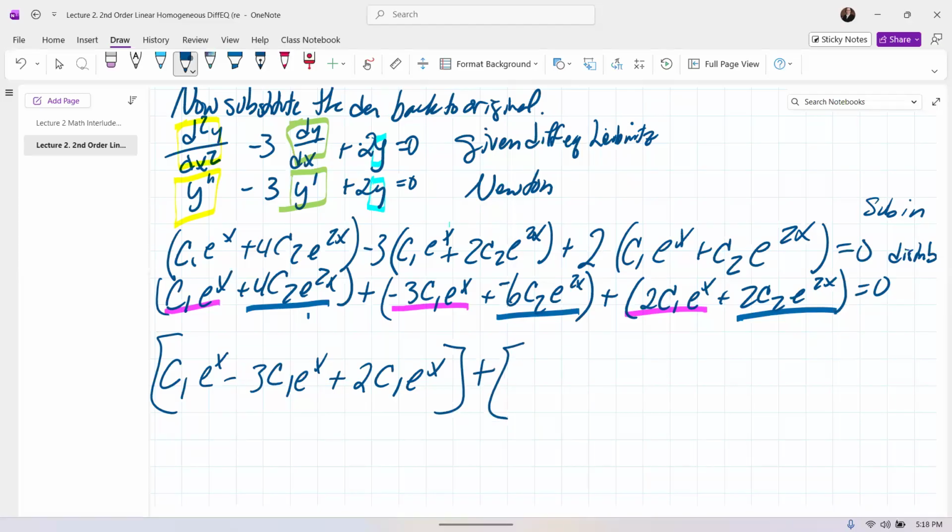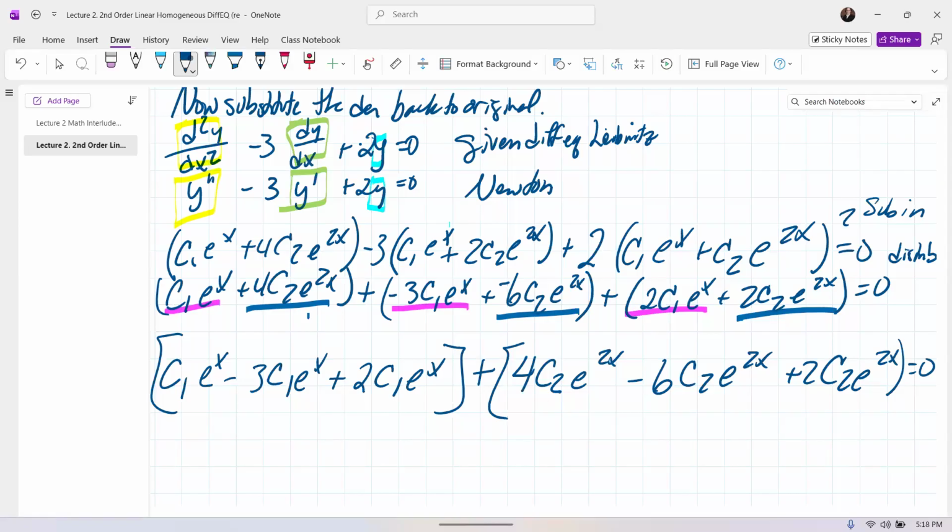And now we're going to group the C2s for C2 e to the 2x. I'm just using the parentheses for grouping: minus 6C2 e to the 2x plus 2C2 e to the 2x equals 0. What we really should be doing is putting a little question mark above these, because we don't know that they're equal yet. That's actually what we are testing right now. And this should be a square parenthesis, to match that one. Okay, good.